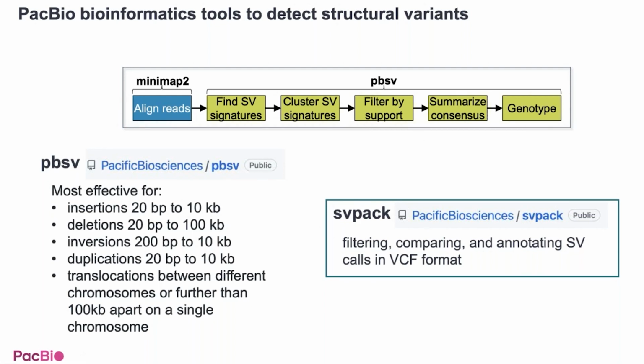So maybe a lot of you in the audience have used PBSV, but maybe not many of you know that there's also this command line tool called SVPack, which is also on GitHub, so it's public, for filtering, comparing, and annotating those structural variant calls in VCF format.